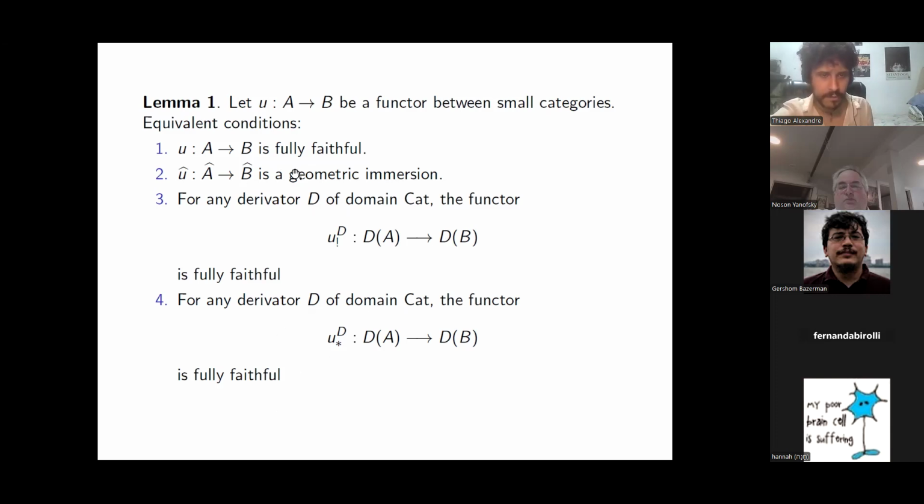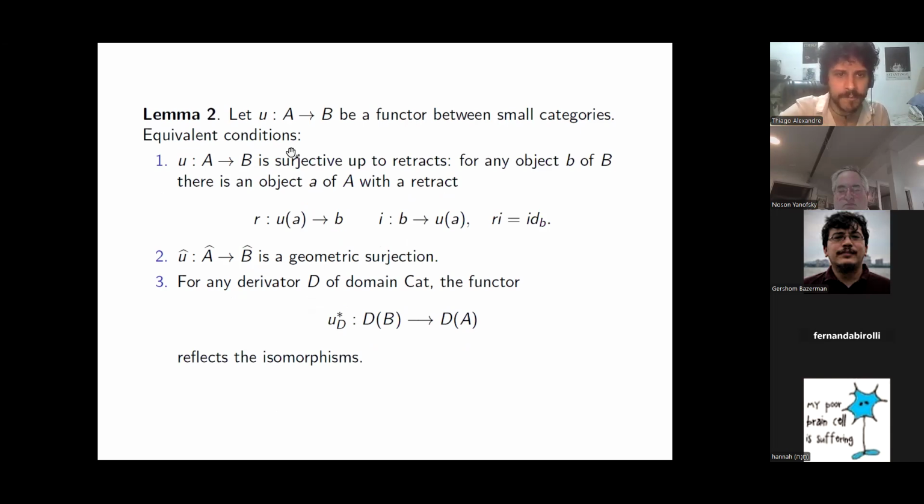It is not that difficult to prove. And there is a second lemma which says that if you have a functor between small categories, we can prove that these three conditions are equivalent. First, this functor is surjective up to retract. It means that any object of B is a retract of an object of A through the functor U. So for any object small b of B, there is an object small a of A and a retract of this form.